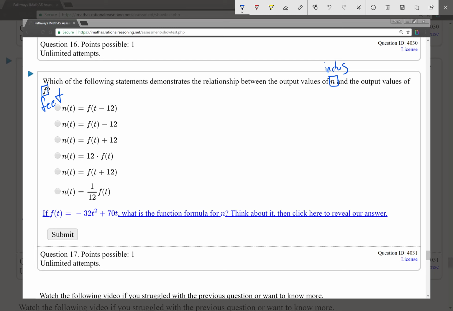Now we know that the number of inches, which is represented by n of t, has to be 12 times as large as the number of feet. So the output of n should be 12 times as large as the output of f. And this is because there's 12 inches in 1 foot.